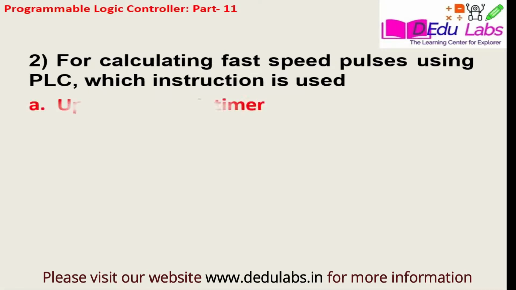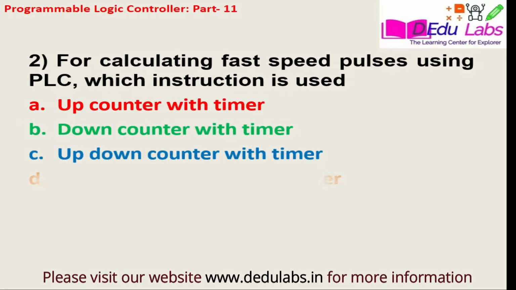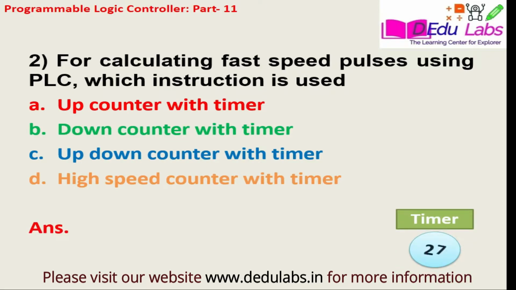Question number 2. For calculating fast speed pulses using PLC, which instruction is used? Option A up counter with timer, option B down counter with timer, option C up down counter with timer, option D high speed counter with timer. The answer is option number D, high speed counter with timer.